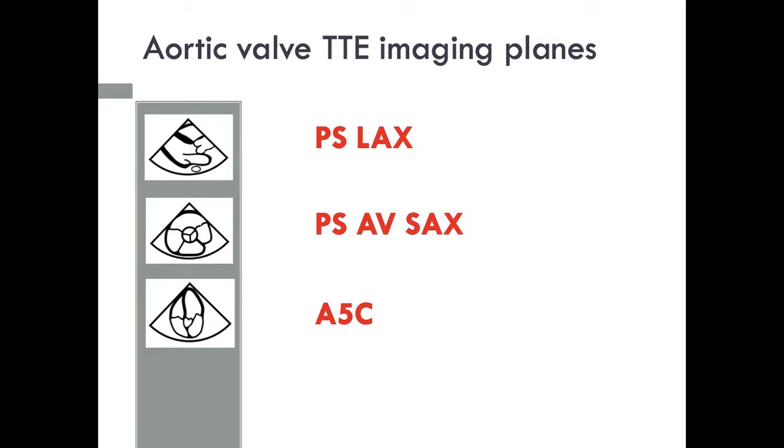If we want to measure the velocity of flow through the LV outflow tract in the aortic valve, we need to image it from the ventricular apex, because that way we can align our ultrasound cursor with the direction of flow.